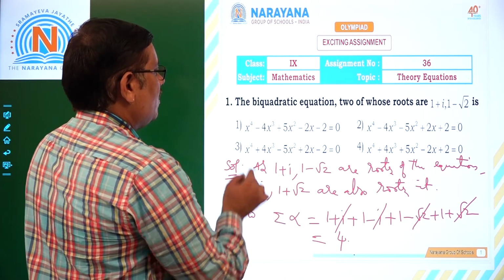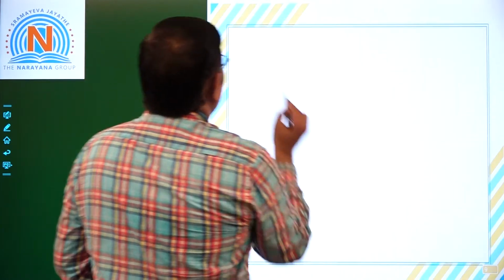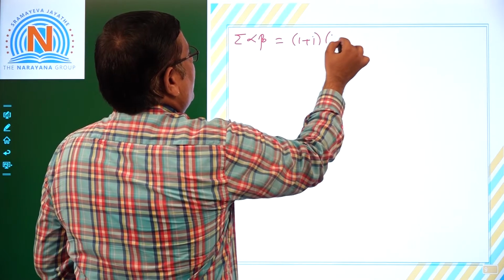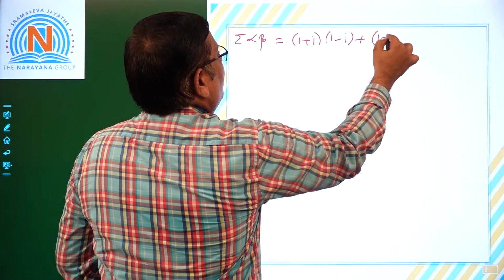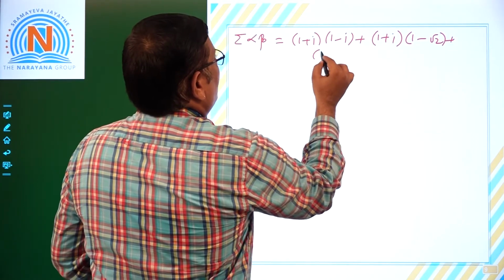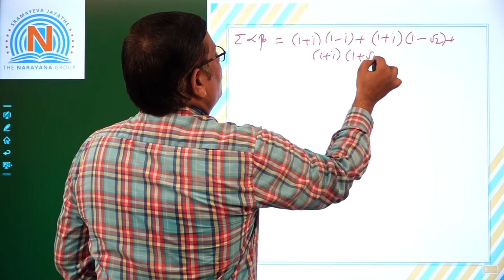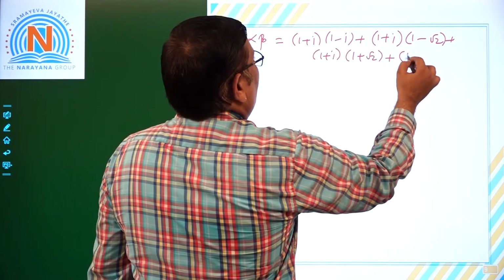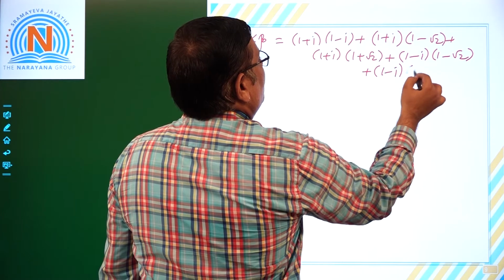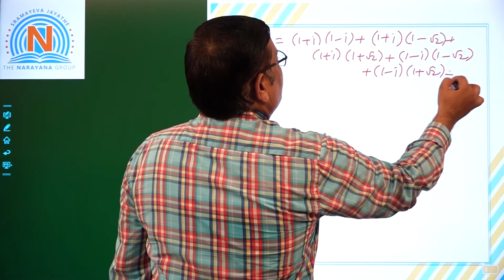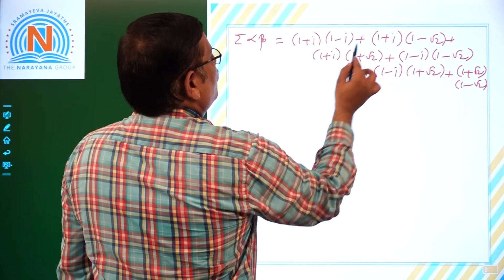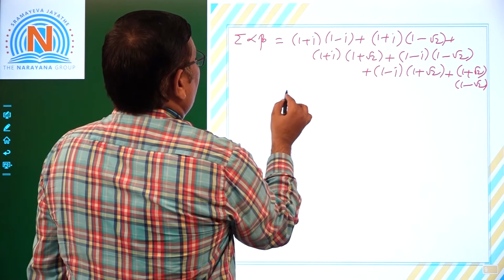Okay. Now let us find sigma alpha beta. Sigma alpha beta is nothing but 1 plus i into 1 minus i, plus 1 plus i into 1 minus root 2, plus 1 plus i into 1 plus root 2, plus 1 minus i into 1 minus root 2, plus 1 minus i into 1 plus root 2, plus 1 plus root 2 times 1 minus root 2. How many in total? 6. 1, 2, 3, 4, 5, 6. We have to simplify this.